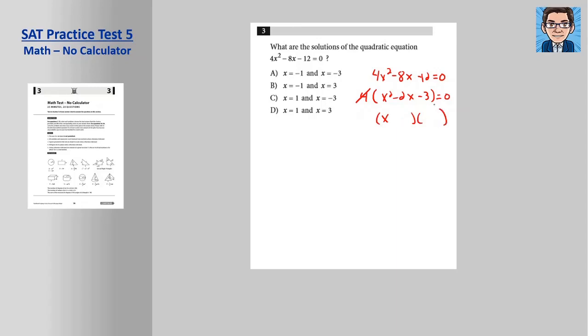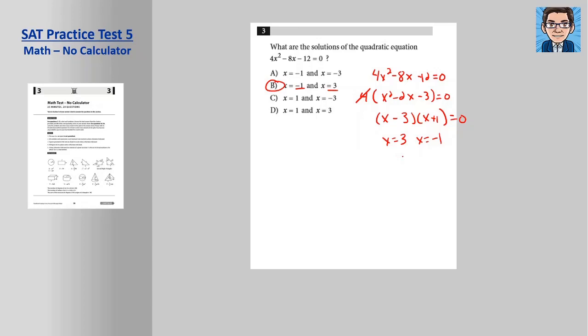We're looking for 2 numbers that multiply to -3 and sum to -2. So x minus 3 and x plus 1 is going to get us -3 when we multiply them and -2 when we add them. Then we set each one equal to 0. x minus 3 equals 0 when x equals 3, and x plus 1 equals 0 when x equals -1. So it's -1 and 3, which is choice B.